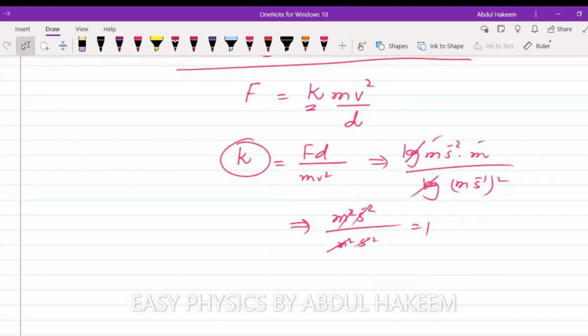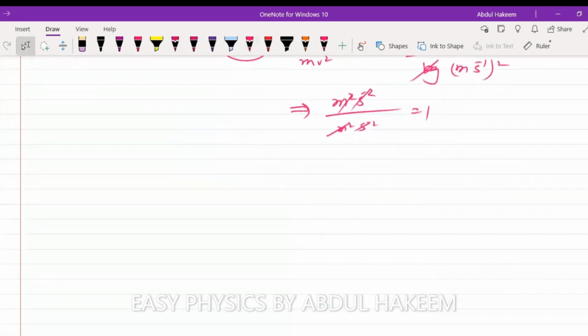And the next important is to determine the unknown power in any equation. For example, F is equal to m power x, speed power y, and the radius power z.